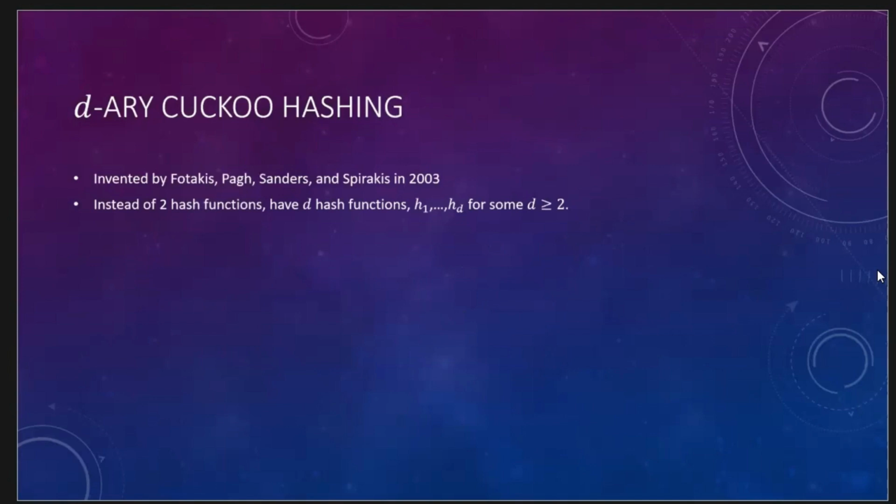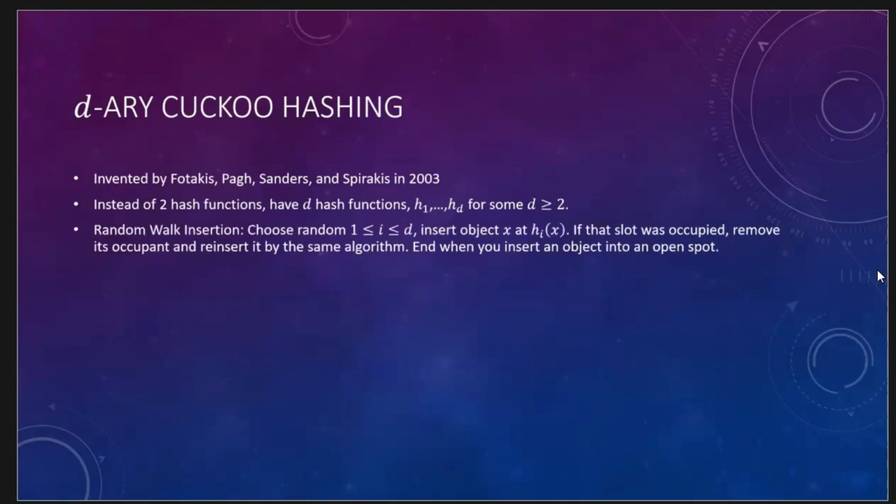Okay. Now, how does it work? We insert our object into a random one of its hash functions. It kicks out the guy there. The guy who just got kicked out chooses one of his random hash functions and kicks out another. And so you just choose a random hash function at this point.